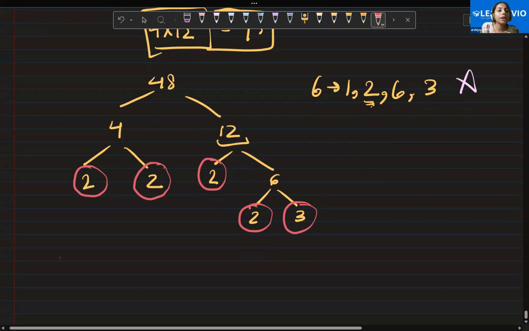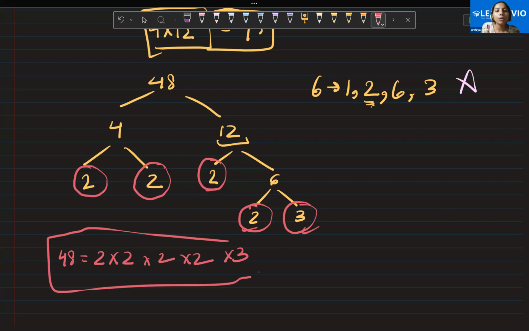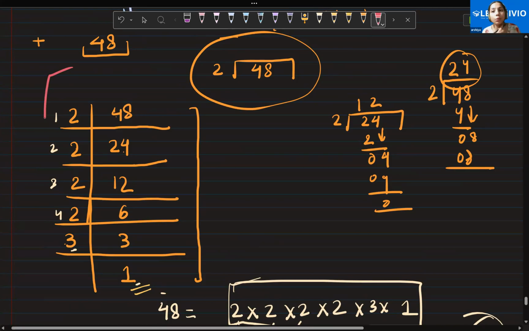Now I will write 48 is equal to all the numbers that I've circled: 2 multiplied by 2, multiplied by 2, again multiplied by 2, and multiplied by this 3. Now, before we go further, I want you to solve one question from this so that you don't forget this. Then we'll continue. Give me 1 second. I'll share one question.